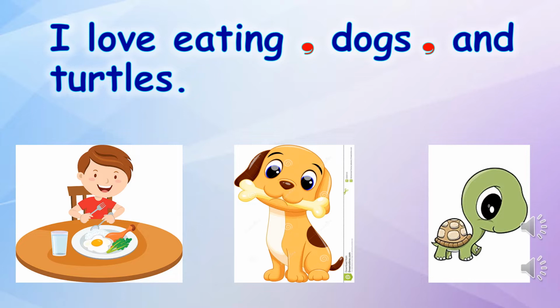I love eating dogs, and turtles. So basically, it's not talking about eating dogs and turtles. It's talking about a person who is listing things he likes or she likes. So you see how a comma helps us to make the meaning of a sentence clear?